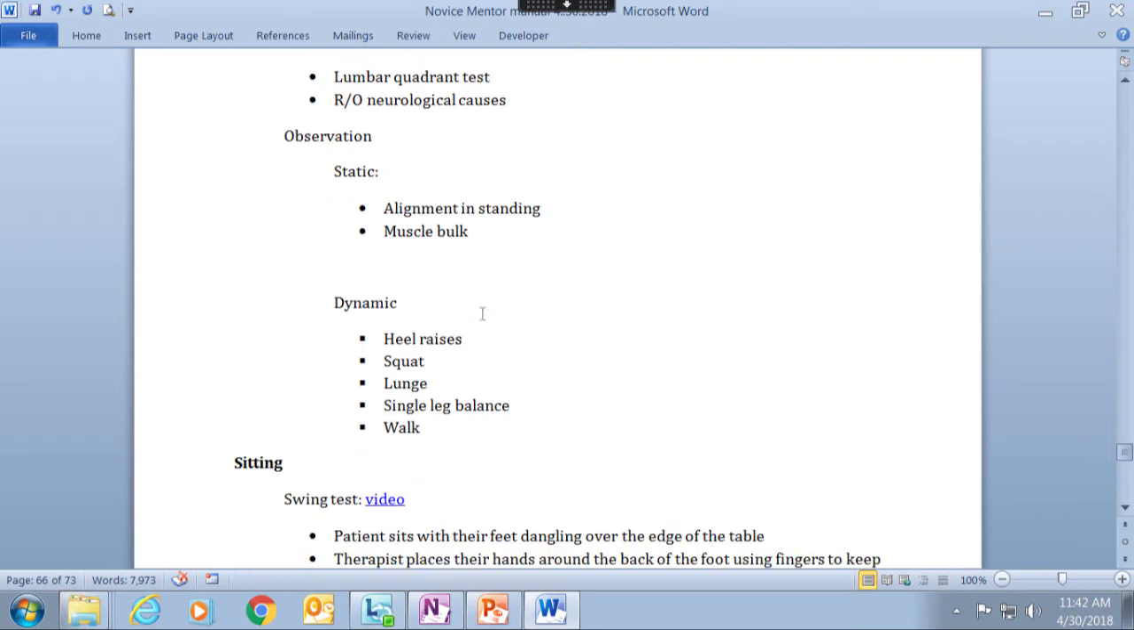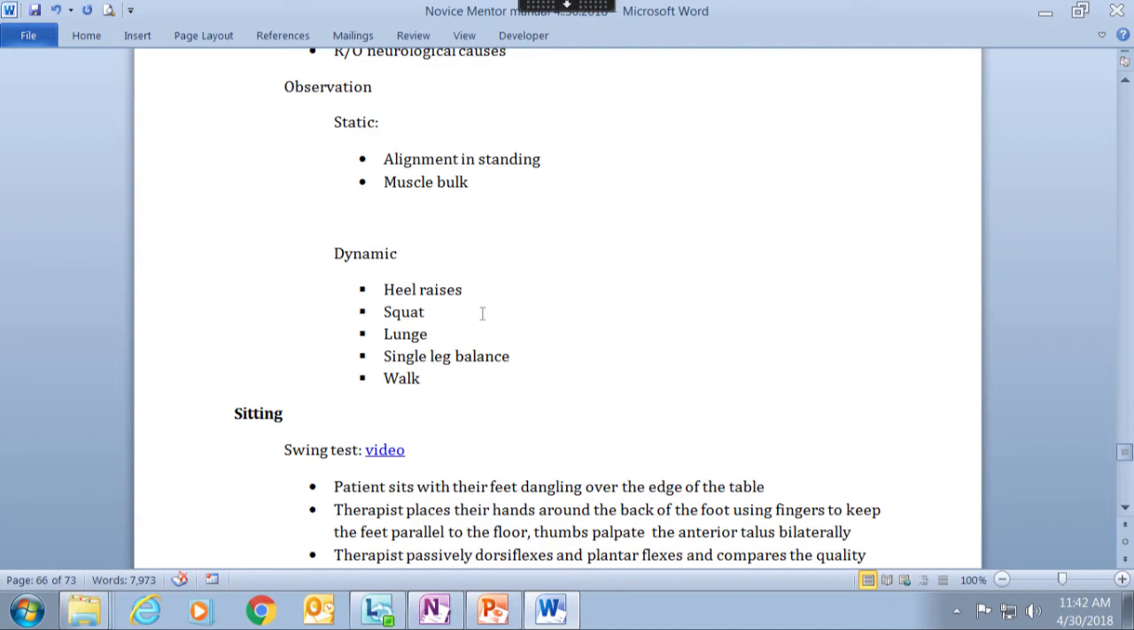Dynamic exam, heel raises, the importance of there is looking at quality of the heel raise. Do they have full supination as they get to the end range of the heel raise? As they squat, are they able to get the tibia and the torso parallel to each other? Does the hip break parallel? Look at the lunge, look at the quality, again, quality, quantity.